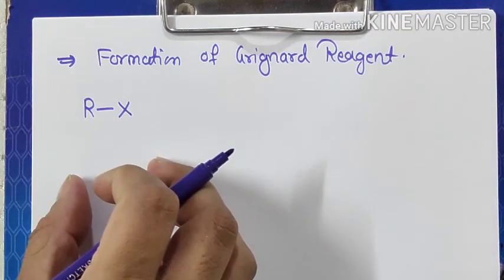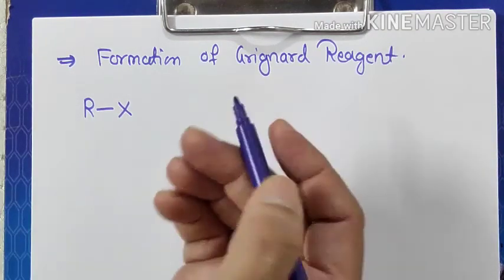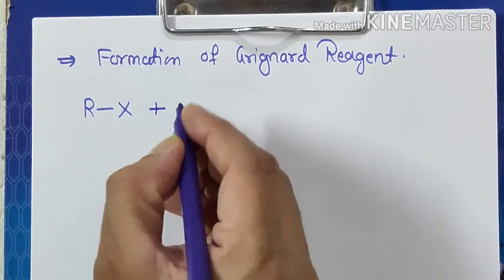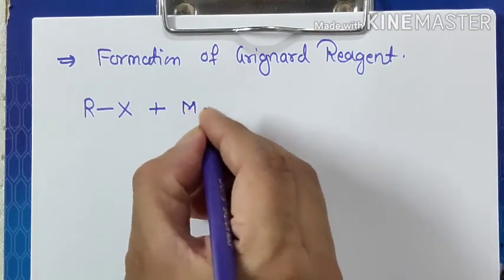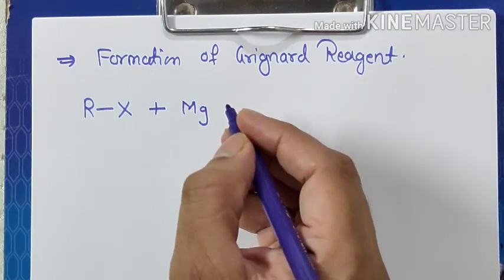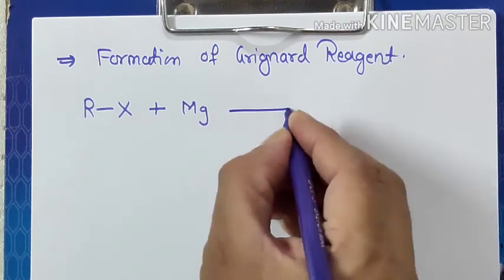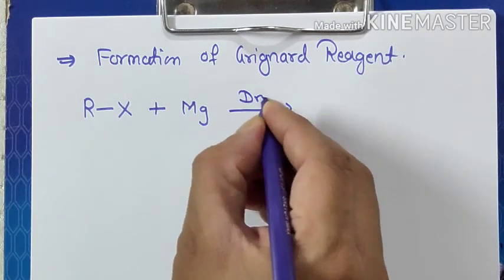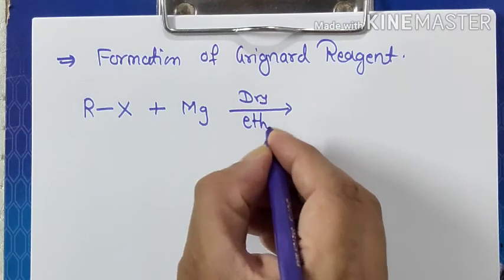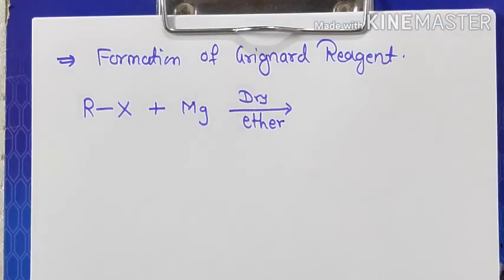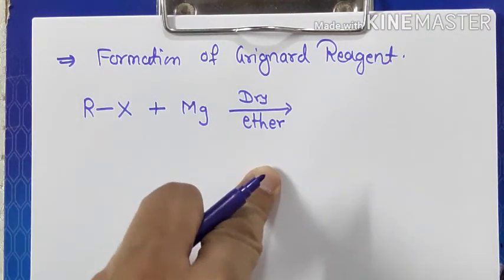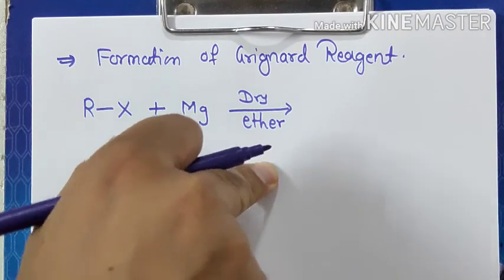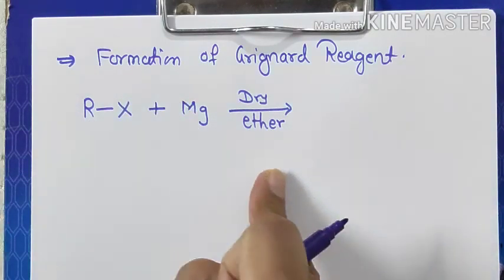Obviously this is a reaction of alkyl halide, so we take RX, alkyl halide, and we treat this with magnesium in the presence of dry ether. Okay, what is dry ether, student? Actually, ether is a liquid. So why do we call it dry ether?